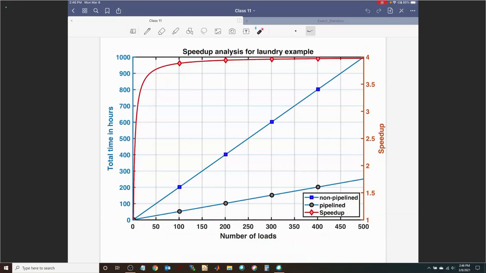So the red line is actually monitoring the speed up, and it starts off slow, goes to 2, 3, 4, and 4 is where it converges. But for that to happen, for you to actually see that speed up, your number of loads would have to be significant enough.